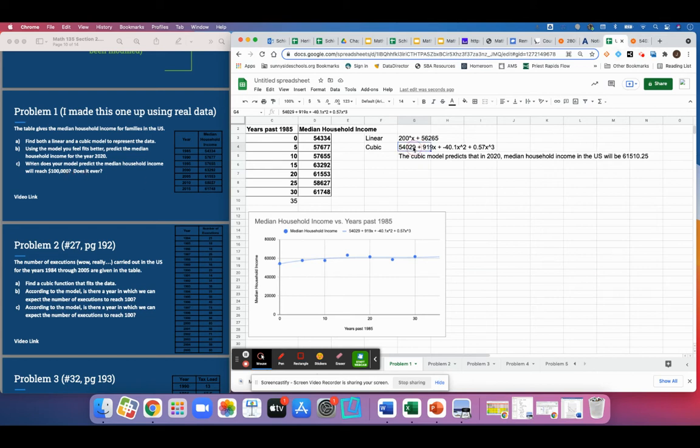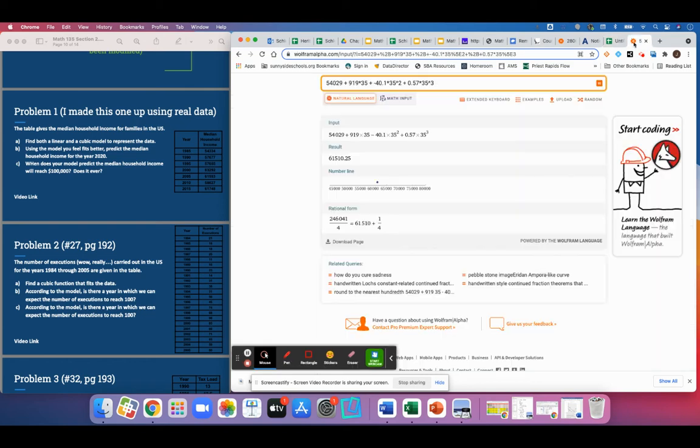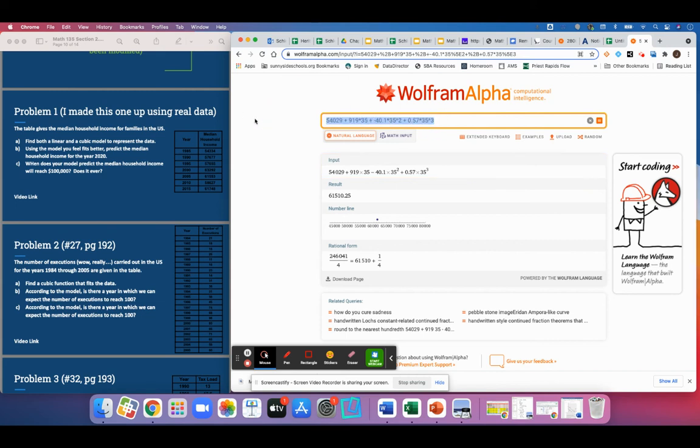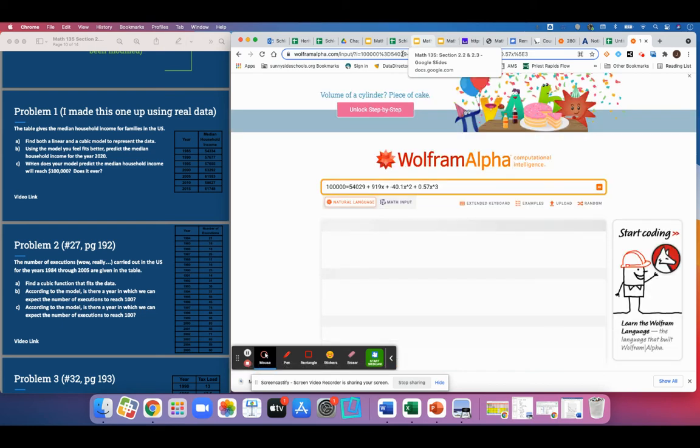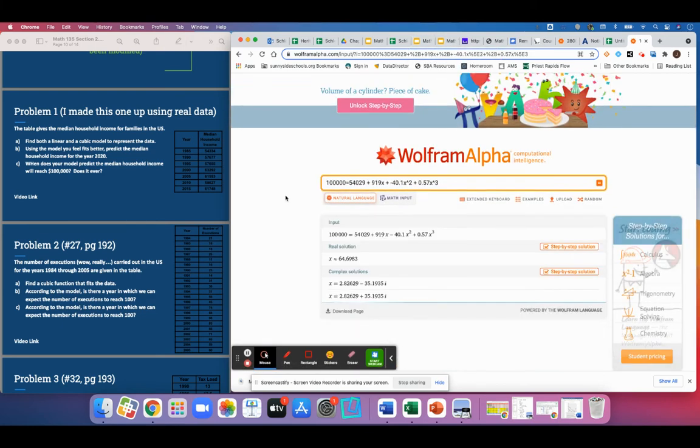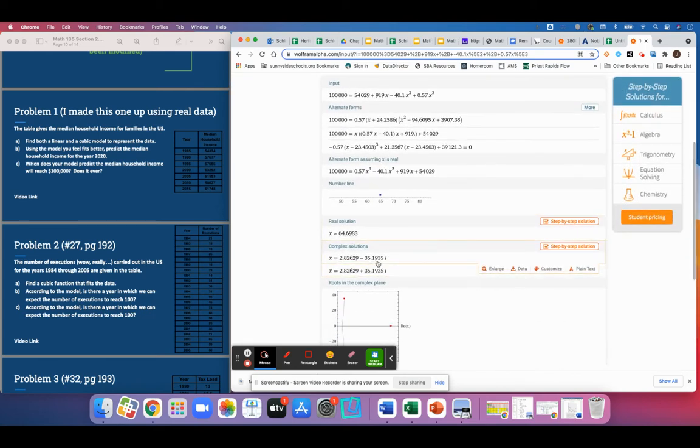So what we've got to do, everyone, is take our cubic model again. And that was part B right there, right? So I'll label. And we're going to be on part C. So I've got my cubic equation copied. We want to see if that is ever equal to $100,000. And again, we get imaginary numbers. No, we do get a real solution also. Good.